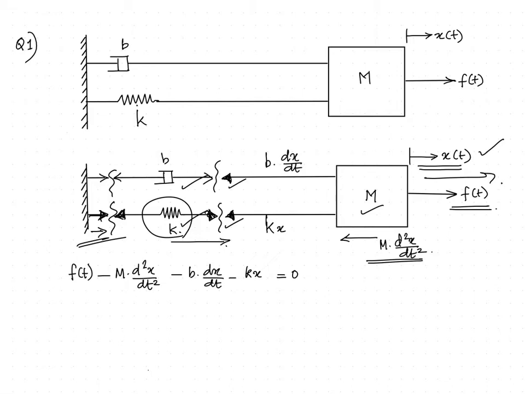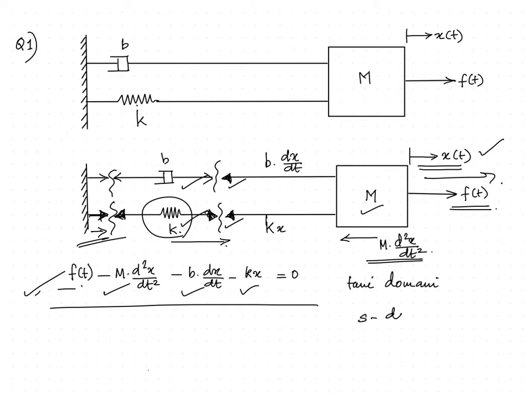Now, in order to write the dynamic equation of the system, we consider the mass. Collect all the forces acting on the system and applying D'Alembert's principle, the net force acting on the system should be equal to 0. We have already taken the positive direction as the direction towards the right. So, f of t is positive, m into d square x by dt square is negative, b into dx by dt is negative, k into x is negative. Sum of all the forces acting will be equal to 0. This will be in the time domain. The differential equation will be in the time domain.